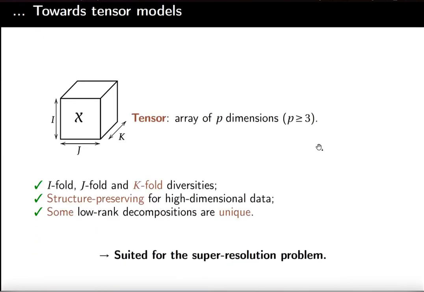As a result, in this presentation, I will consider tensor models. So basically, a tensor is an array of p dimensions. And today I will focus on data cubes, which means tensors of 3 dimensions. 3 diversities are available from the 3 dimensions, and this representation allows to preserve the multi-dimensional structure of the observations. Additionally, some low-rank tensor decompositions are unique, which is of interest for image reconstruction, for example. As a result, tensor modeling is suited for solving the super-resolution problem.